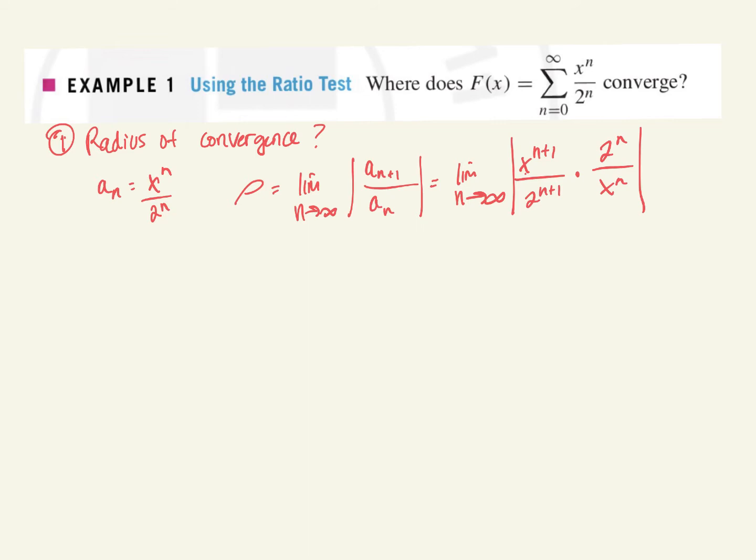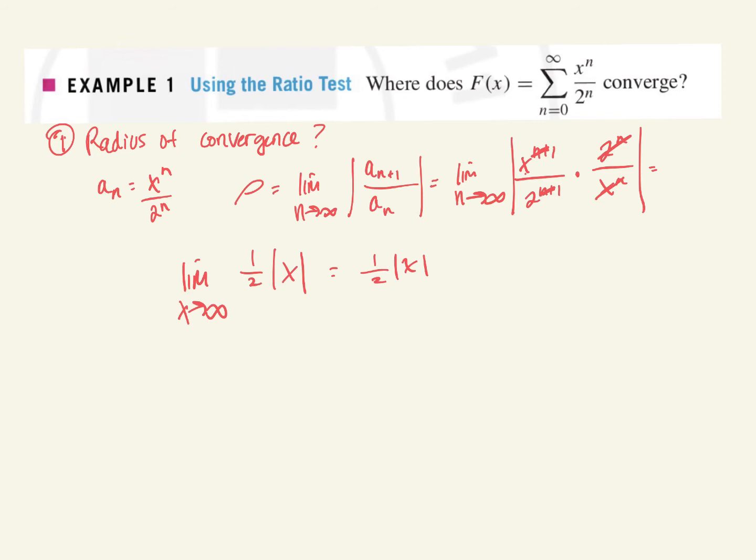The x to the n's and the x to the n plus 1's cross cancel to just an x to the first. And same with the 2 to the n's, leaving us with a 2 to the first. So this really reduces to the limit as x approaches infinity of 1/2 absolute value of x. And that 1/2 could be put in front of the limit as well. So we are saying then, right, there's no n's left, so there's nothing to really evaluate in terms of the limit. So this is equal to 1/2 absolute value of x.